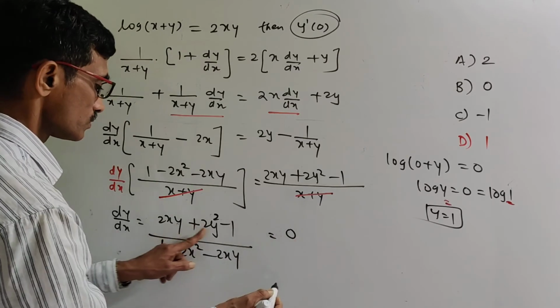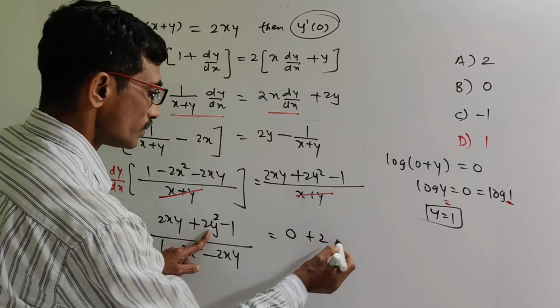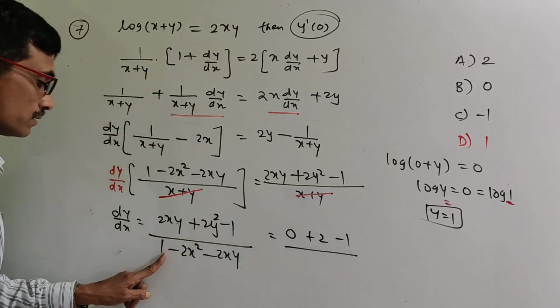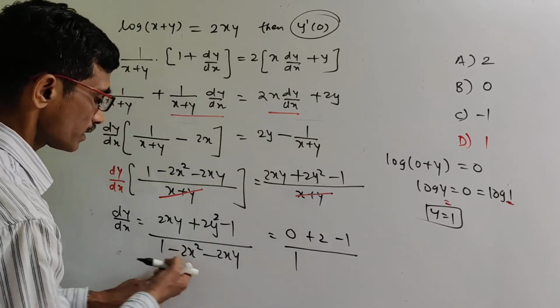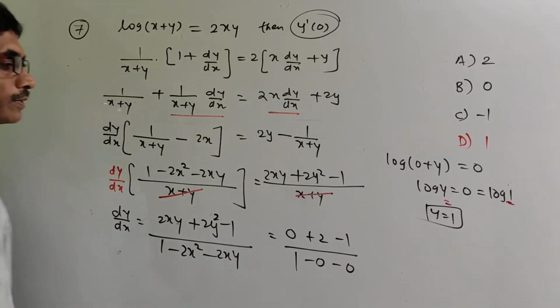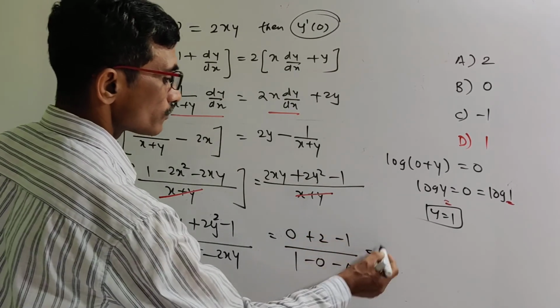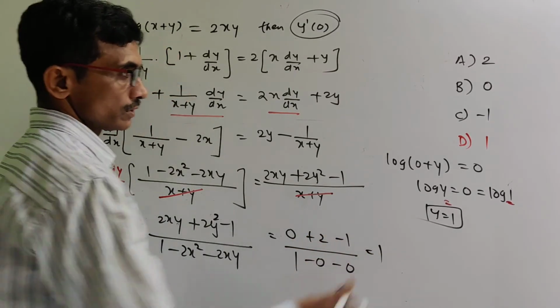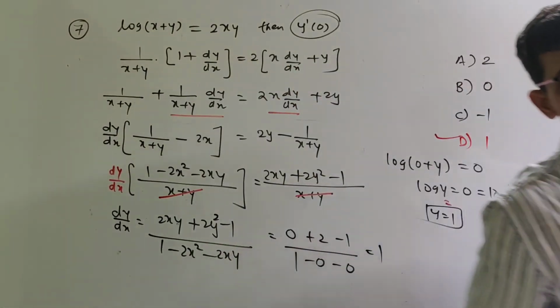So we put here x is 0, y is 1. So this will be 0, y is 1, 2 minus 1, and this is 0 and this is again 0. So 2 minus 1 is 1, and 1 upon 1 is 1. So D option is the correct option.